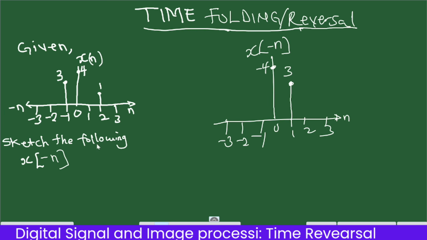Negative 4. Then at 1 here, it will come to negative 1. 2 here, if you negate it, will come to negative 2. And the amplitude will remain the same, 1. So this is how we go about time reversal or folding.